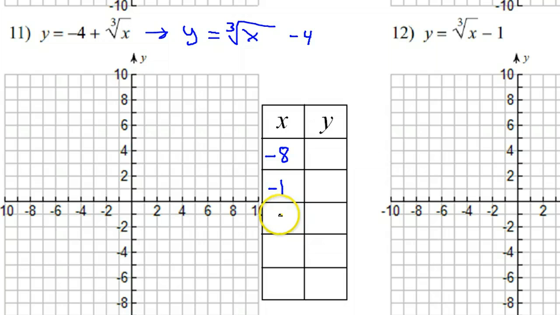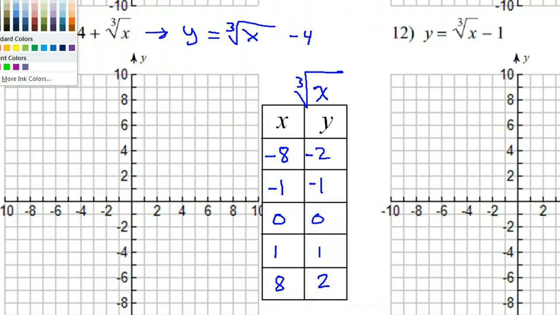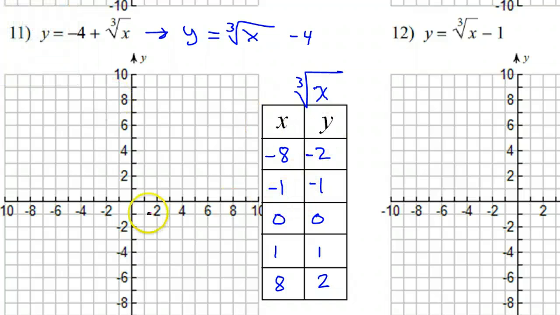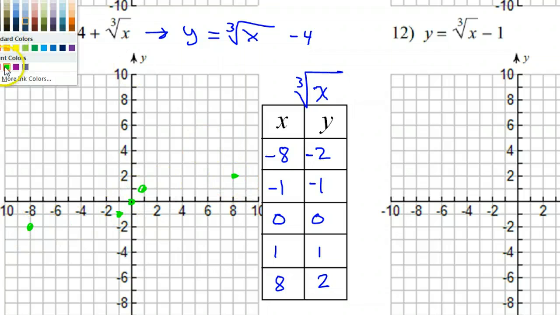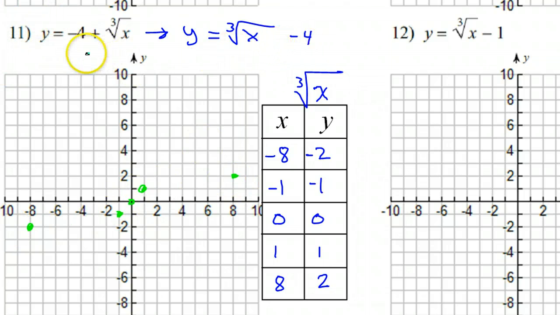We will use -8, -1, 0, 1, and 8, taking the cube root. We will get -2, -1, 0, 1, and 2. We will graph only the skeleton. -8, -2; -1, -1; 0, 0; 1, 1; 8, 2. We will not connect the dots because we must do this shift no matter which one you are looking at.